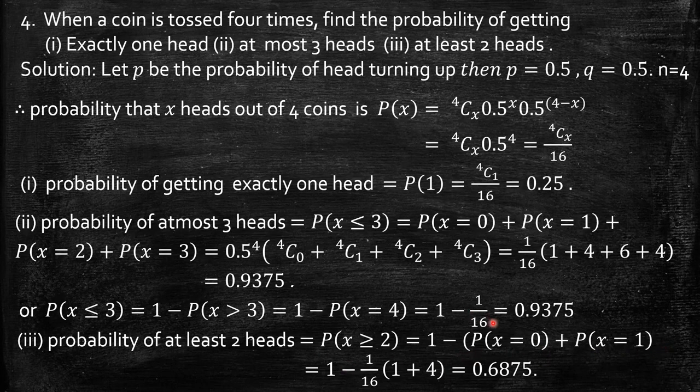1 minus, substitute over here, probability of x is 4Cx by 16. So 1 by 16 is constant. So when x equal to 0, it gives 4C0, that is 1, plus when x equal to 1, that is 4C1, that is 4. So I have to simplify this, 1 minus 5 by 16 is 0.6875.